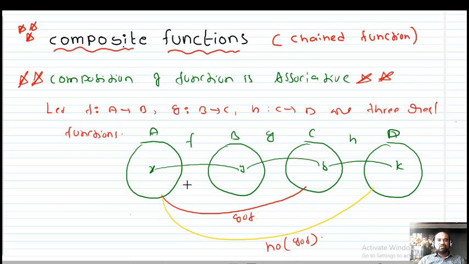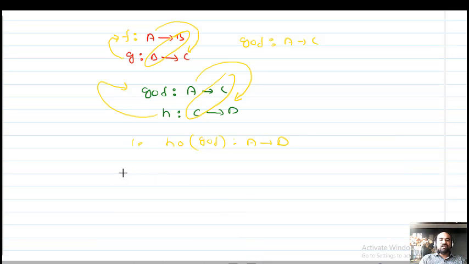Okay. So next, what happened? First, I found the composite function A to C. After that, A to D. Next I will find the composite function B to D, and then after that A to D. So for that I want to use a separate diagram.